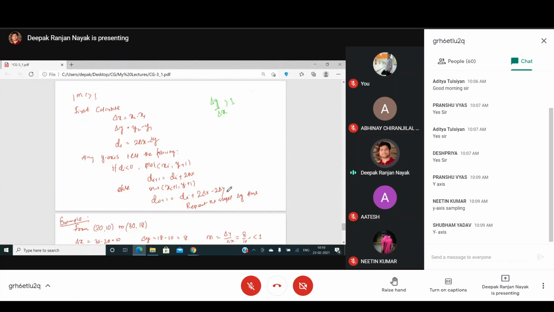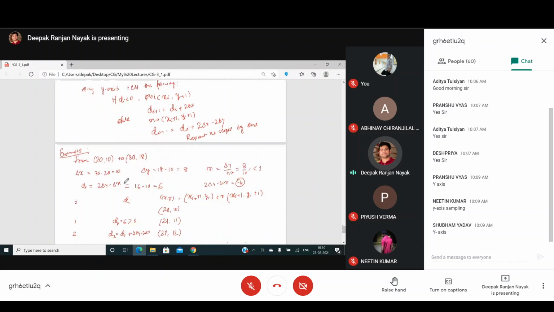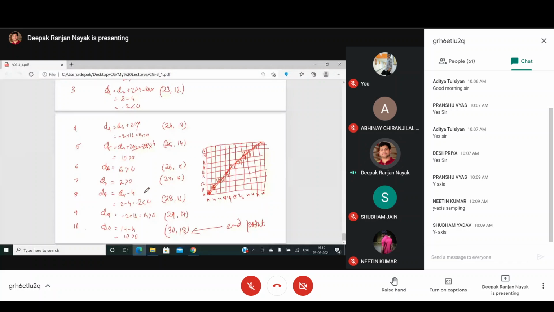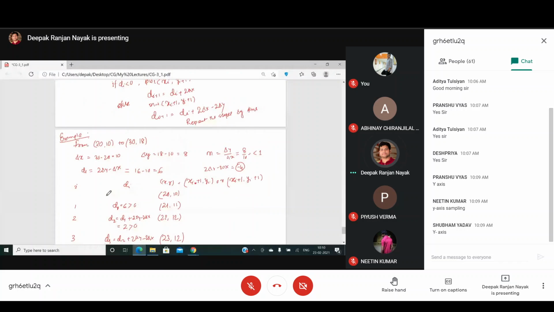So this is the decision variable value for the next iteration, the i plus 1 step. If you know the value for d1, you can calculate the value for d2, and accordingly you will plot the pixels, right? We solved a problem in our previous class for the case where m is less than 1. So today we will solve a problem where m is greater than 1, right?